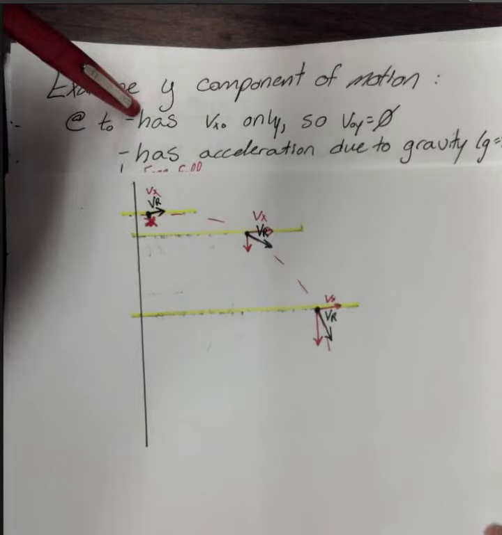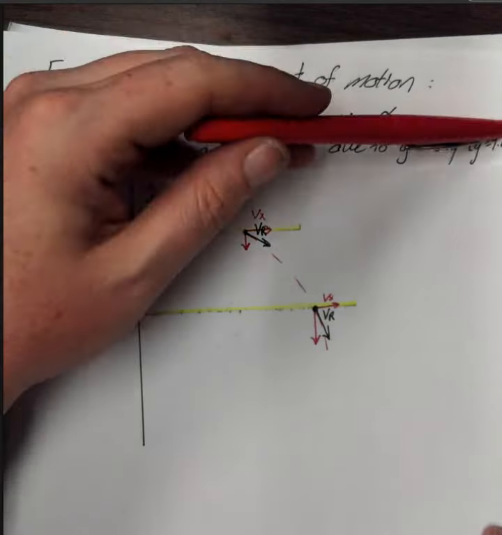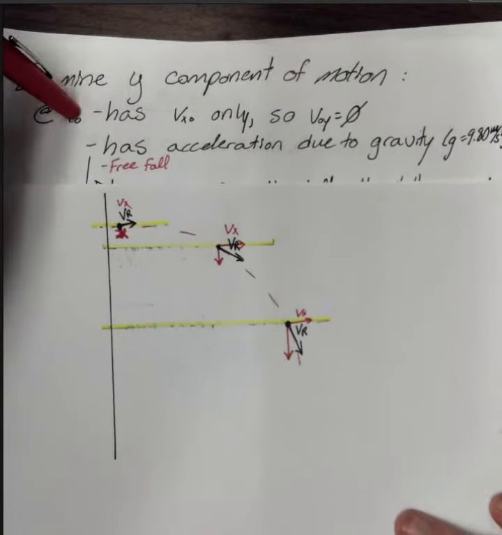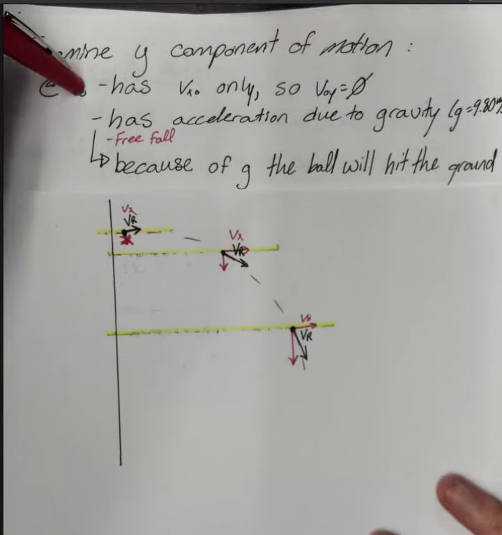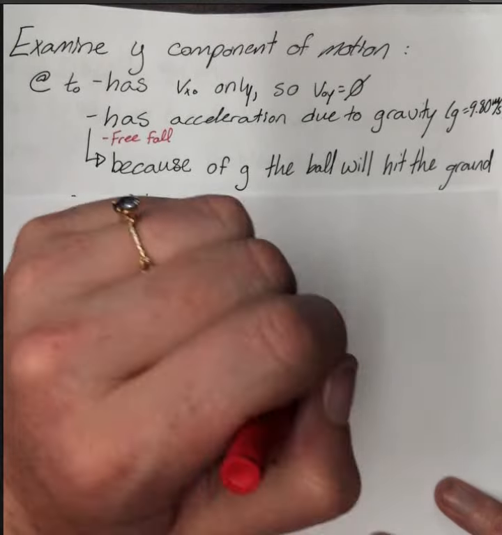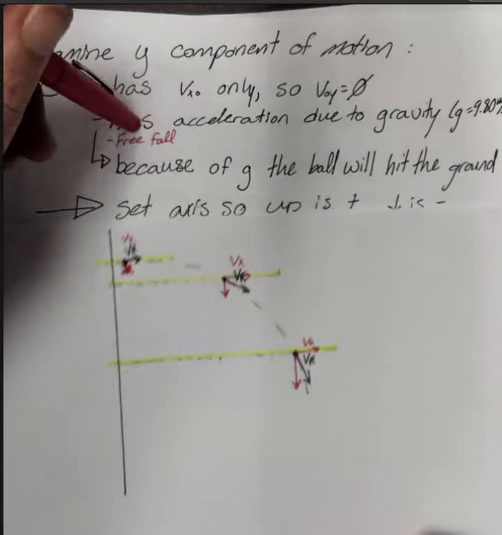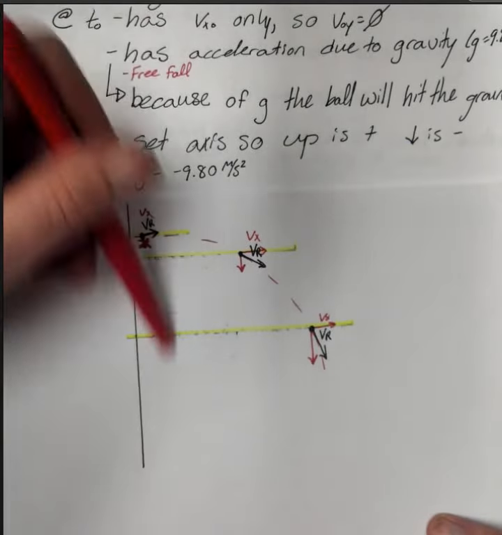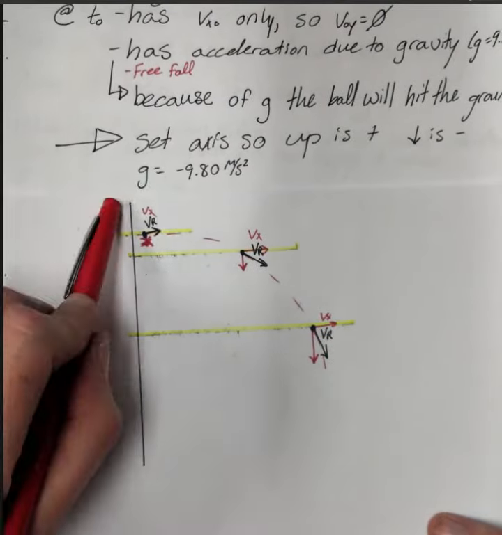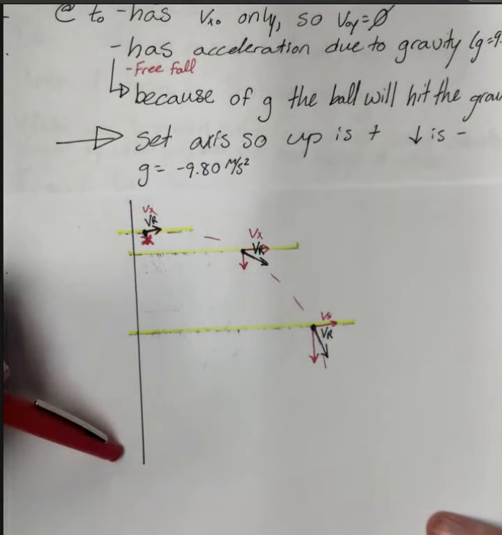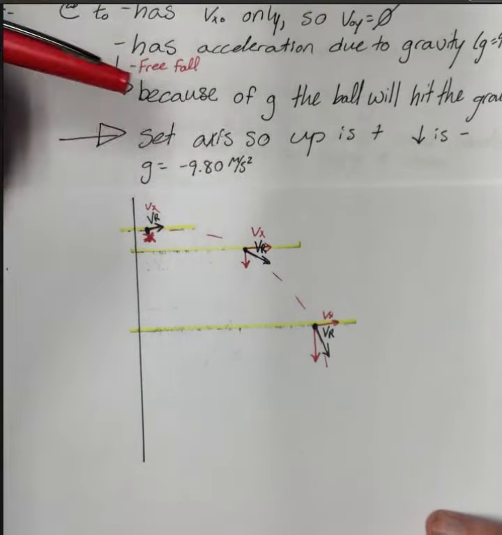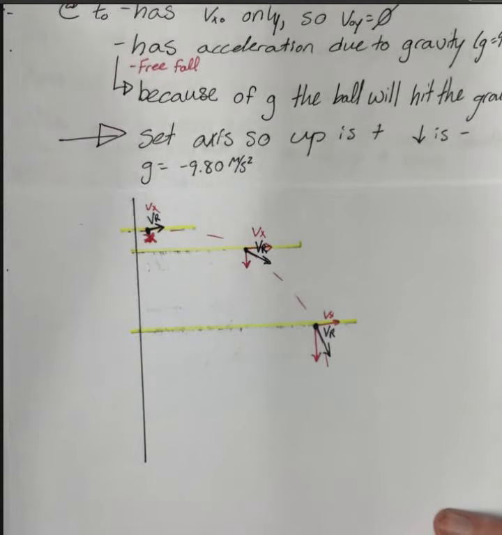If that's true, we also know that it has an acceleration due to gravity of 9.80 meters per second squared. That acceleration comes from the fact that the object is in free fall. Because of gravity, we know the ball will hit the ground eventually, or it will hit some sort of surface between the ball and the ground. We set up the axis, and we have our y-axis like this, so we're going to say that up is positive and down is negative, so that gives our acceleration due to gravity a value of negative 9.80 meters per second squared. This is going to be convenient for projectile problems.